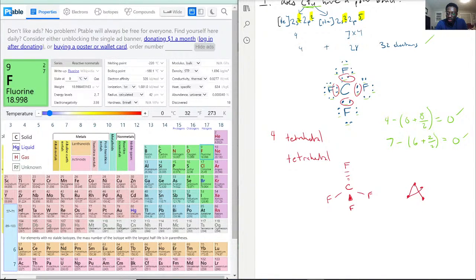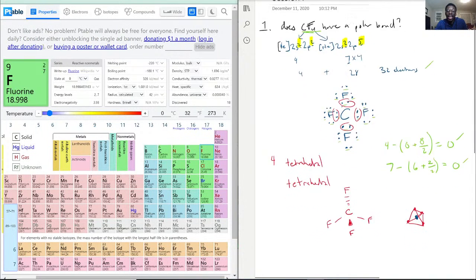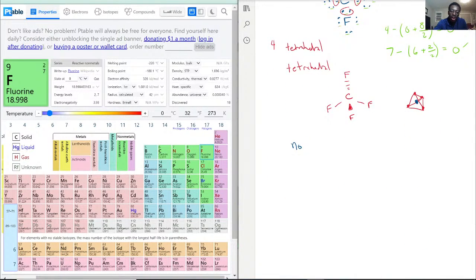But this is kind of the shape: 1, 2, 3, 4. So you see like that, and the carbon is smack dab in the middle of all that. Because they form that shape, it is in a sense perfectly stable and wants to be pulling equally at each side. So this actually is a non-polar molecule because every fluorine is pulling equally. But that does not answer what type of bond you actually have.